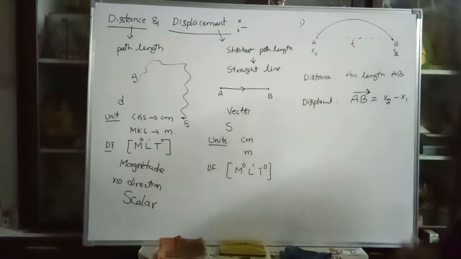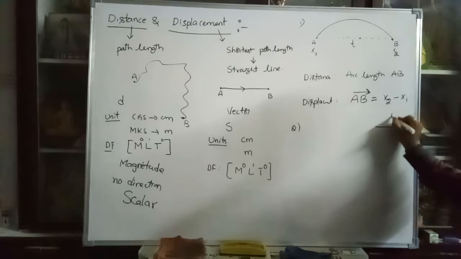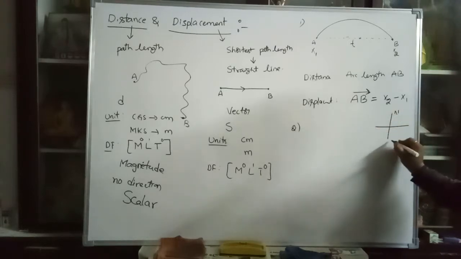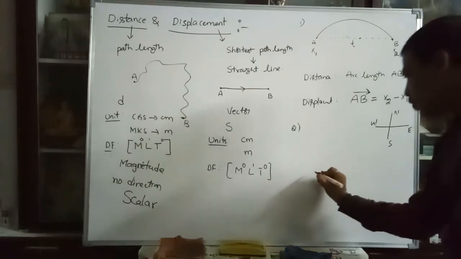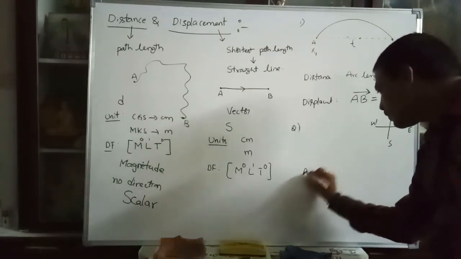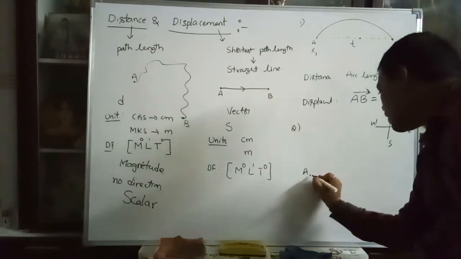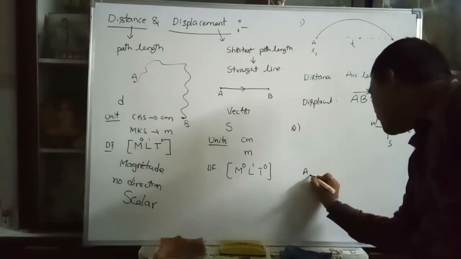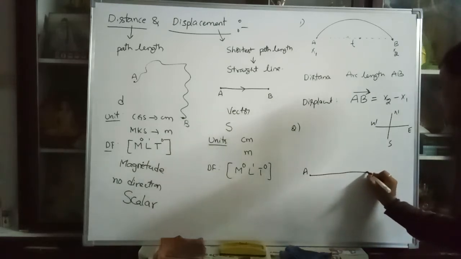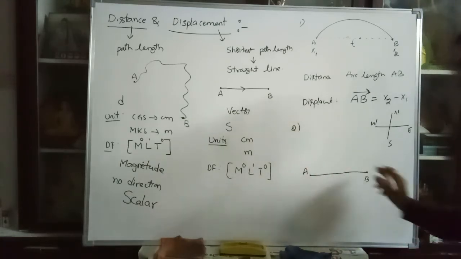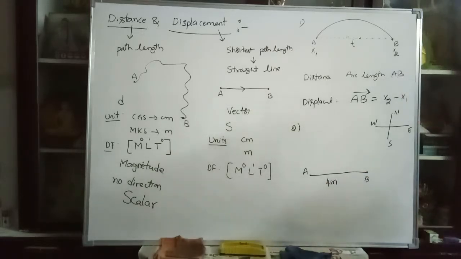This is the first example. And the second one: directions are given. This is north, this is south, east and west. One person starts at the point A. After a certain interval of time, the person moves towards the east and reaches the point B. From A to B, the distance is 4 meter.